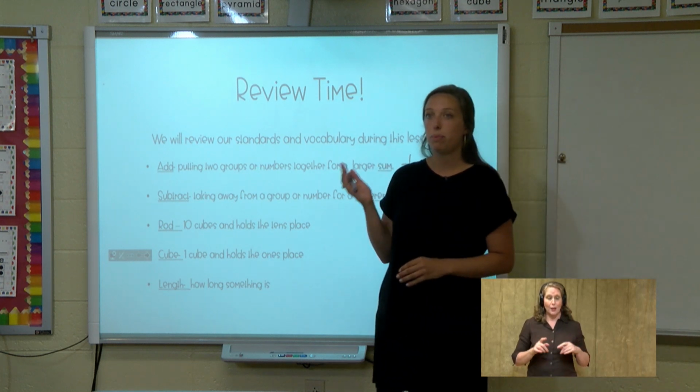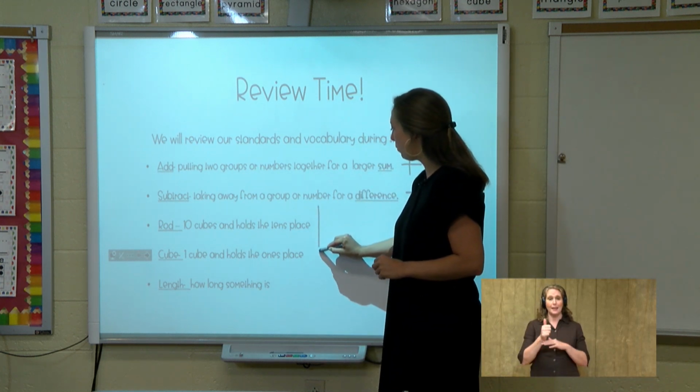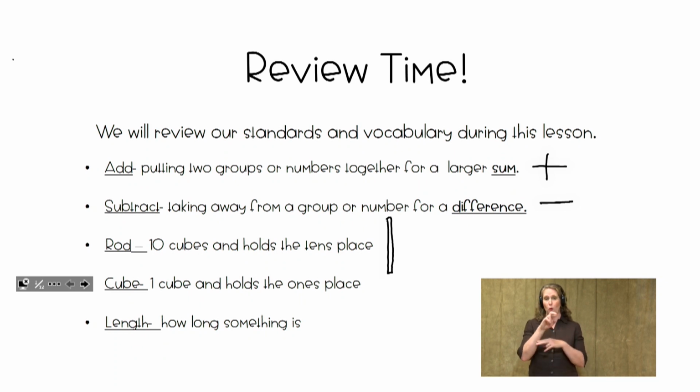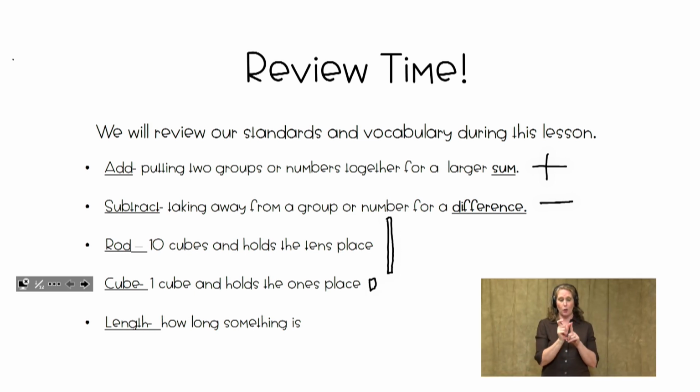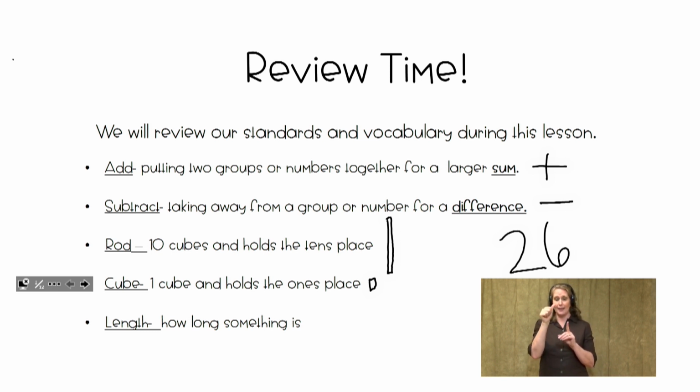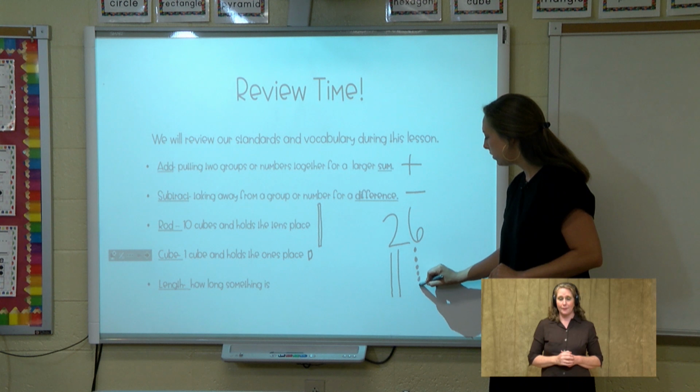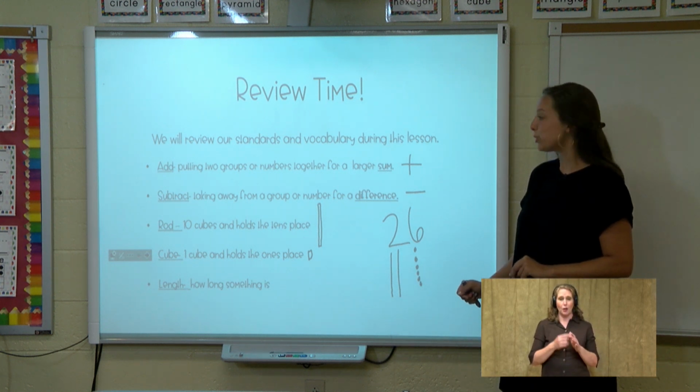We talked about using base 10 blocks. We call this long one our rod. There are 10 cubes in one rod. A cube is a 1 cube and it holds the ones place. Remember, the rod holds the tens place. So if I had the number 26, this number is in my tens place and this number is in my ones place. I would have 2 rods and 6 cubes to show the 2-digit number 26.